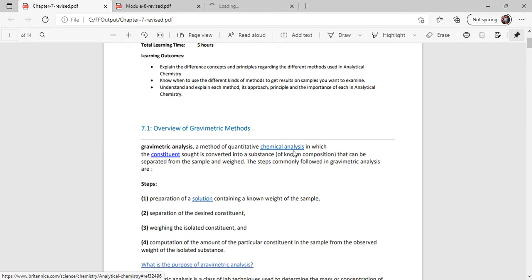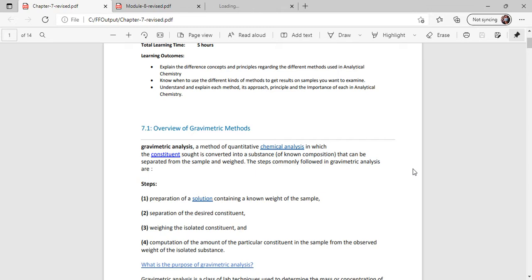So, I have here the chemical analysis. Overview of the gravimetric method. Gravimetric method is a method of quantitative or chemical analysis in which the constituent sought is converted into a substance of a known composition that can be separated from a sample and weighed.